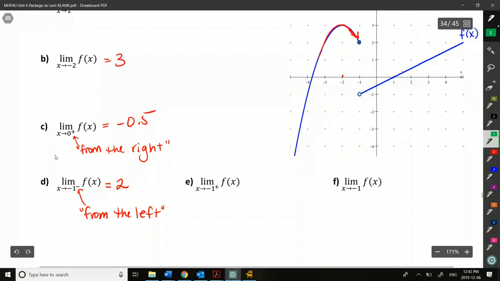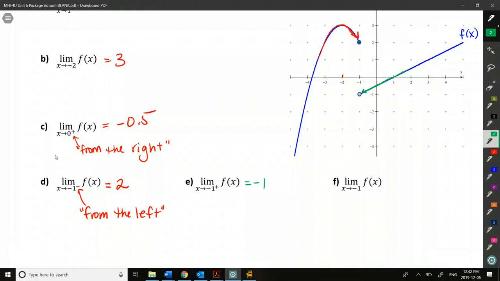Now this one's from the right. So if I approach negative 1 from the right, what are my y values approaching? Yeah, so the limit as we approach negative 1 from the right is actually negative 1. Although the function actually is undefined there, we're still approaching that value, right? Okay, so what is the limit as x approaches negative 1? If I approach something from the right and something from the left, and they're two different things, what do we choose? Why 2?